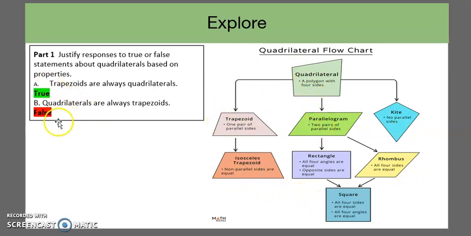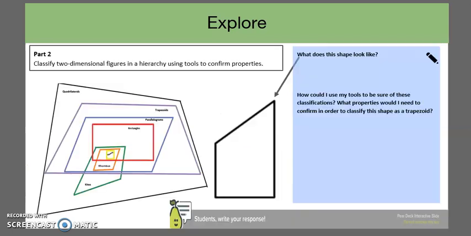Okay, so hopefully that helps clarify. When we're looking at a trapezoid, the one above it, a quadrilateral, would make sense because trapezoids fall under quadrilaterals. Same thing here. Rectangles fall under parallelograms, so all rectangles are parallelograms. Not all parallelograms are rectangles, so know the distinction. Okay, now we're going to move on.